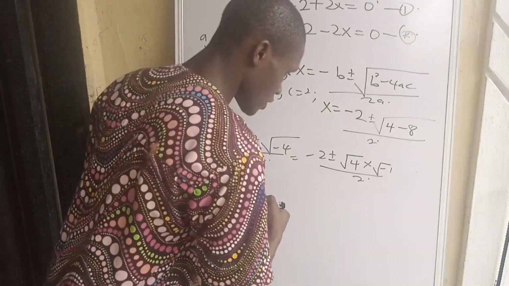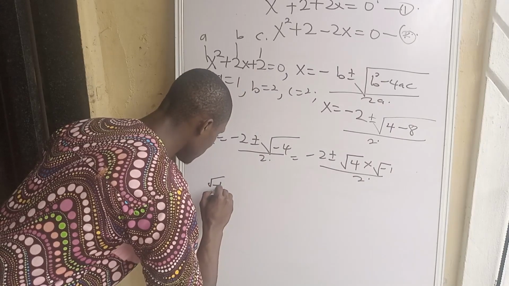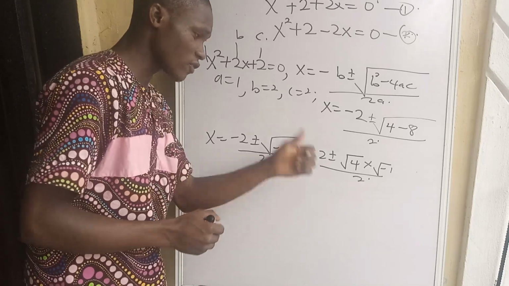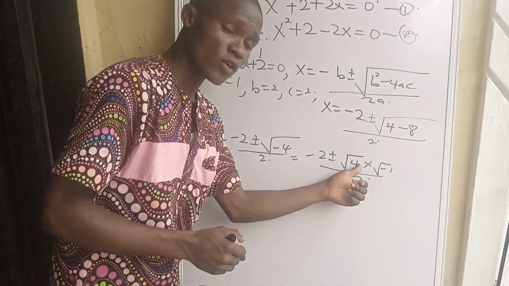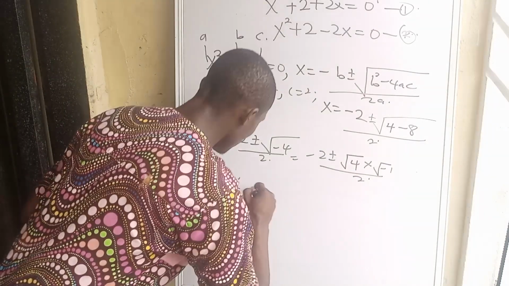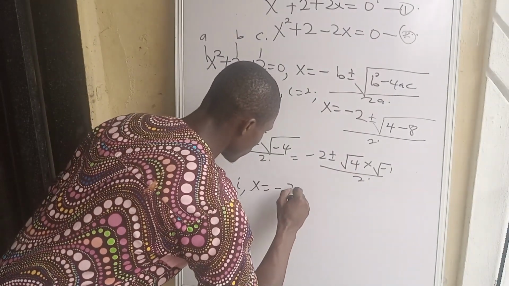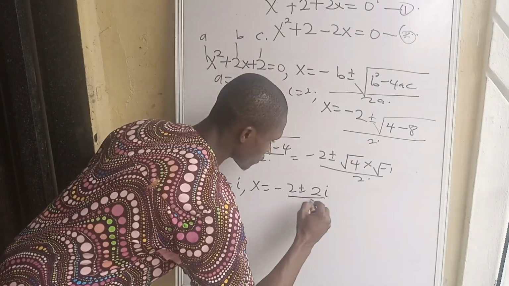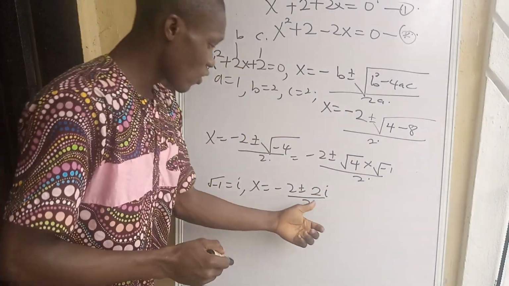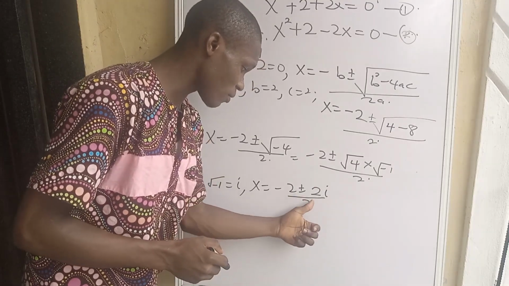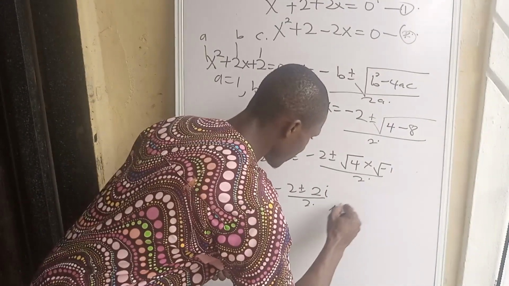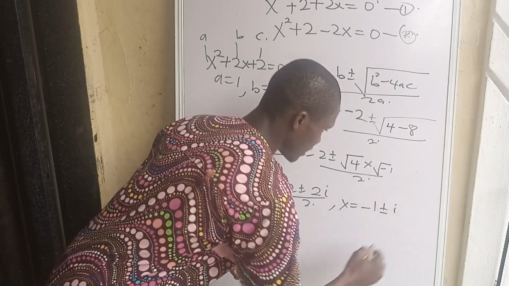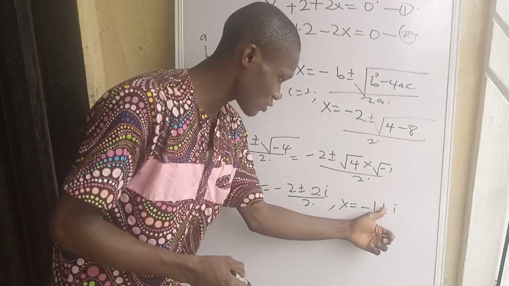There's a principle from complex numbers which says root of negative 1 is equal to i. So in place of root of negative 1, we are going to put i there. And the root of 4 is going to give us 2. So x equals minus 2 plus or minus 2i all over 2. If we want to break this down again, 2 is common. So our x is equal to minus 1 plus or minus i.